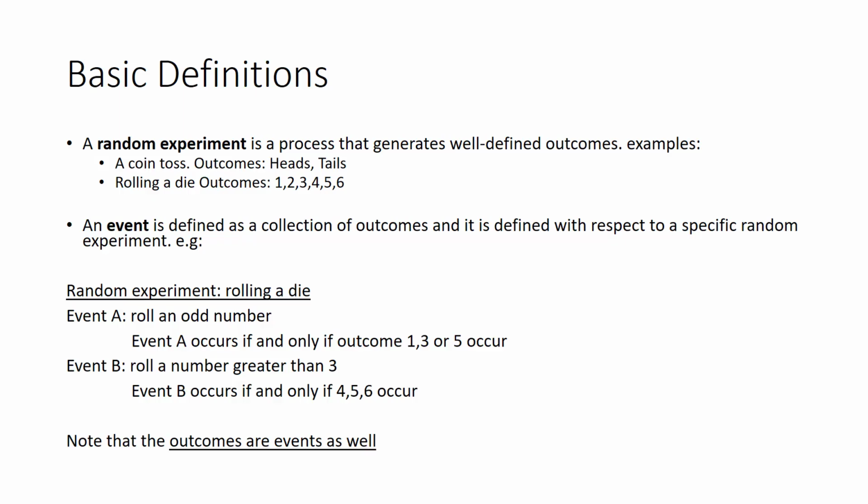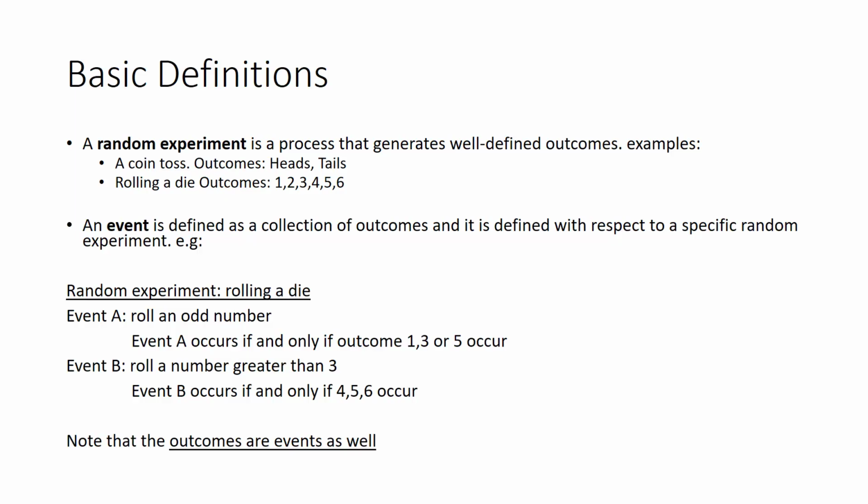The first thing you need to know is what a random experiment is. A random experiment is basically a process that generates certain outcomes. The most common example is the coin toss. We're tossing a coin, so that's the random experiment, because usually we don't know what the outcome is going to be, and of course the outcome can be either heads or tails.